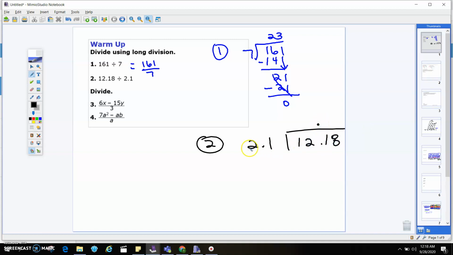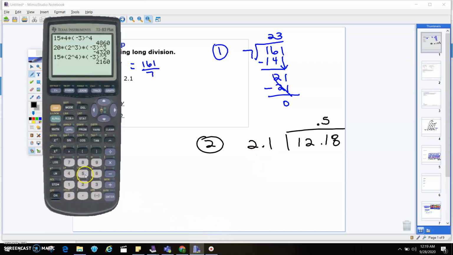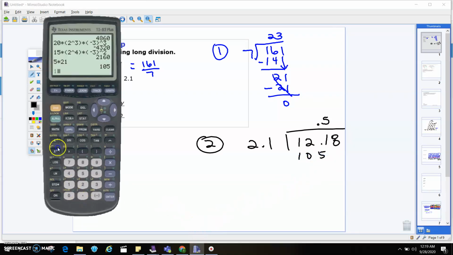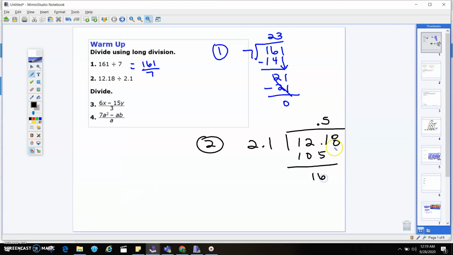So how many times does 21 go into 121? Well, that's roughly 5 times. So it's going to be right here. So 5 times 21. I'm going to enter my calculator and say 5 times 21, and that gives me 105. And then I've got 121 minus 105. That's going to give me 16. I'm going to bring down that 8. And so now I'm trying to think, how many times does 21 go into 168?